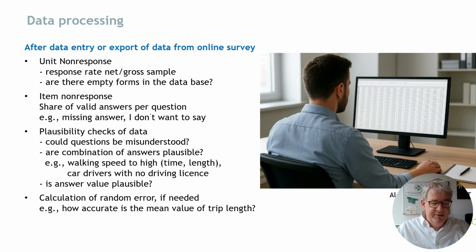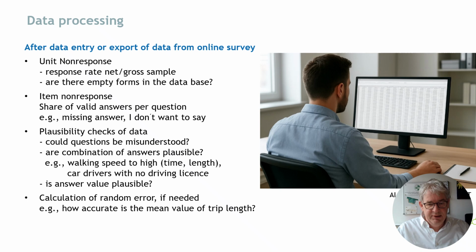And also it could happen that we have item non-response, so that someone is filling in the questionnaire, but on some questions he did not give any answer as he didn't want to say, or he didn't know about it. For example, you can also analyze if there is a specific question where the rate of item non-response is relatively high, so that you're aware there could be a problem in this question. Then it's always wise to make some plausibility checks.